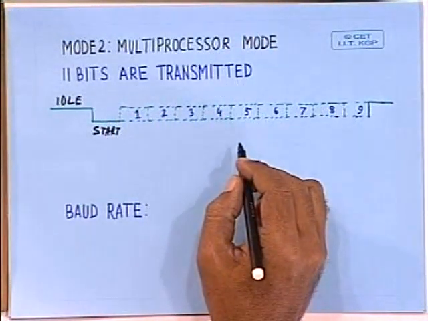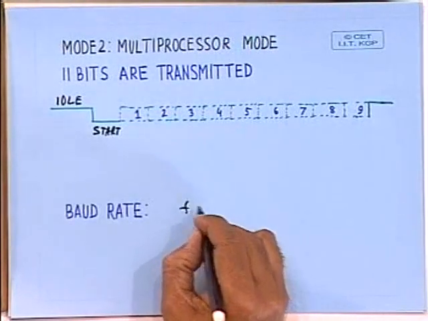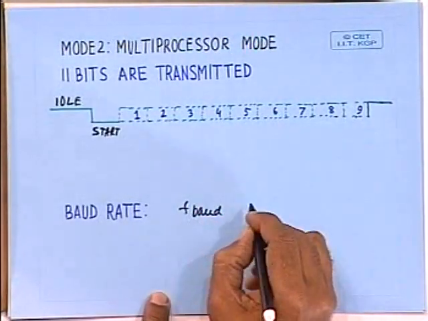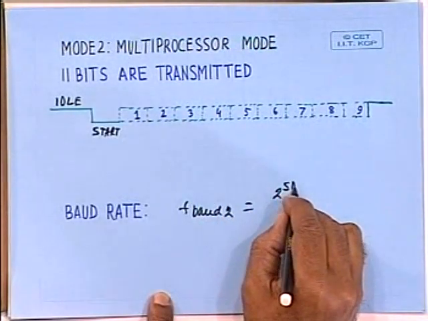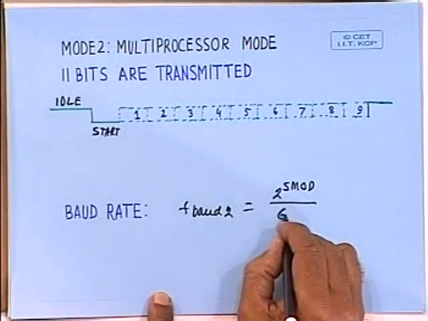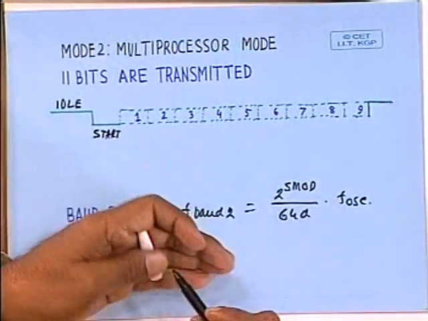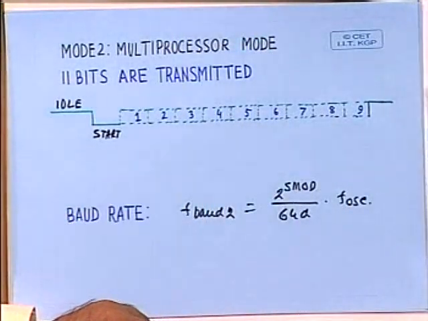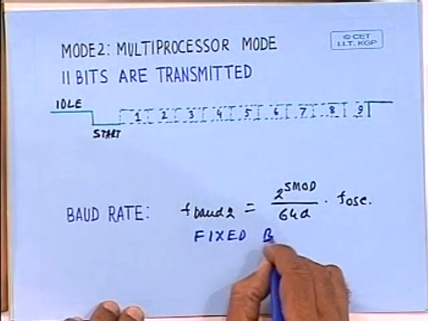Now let us see what the baud rate will be in this particular case. In mode 2, the baud rate will be F baud mode 2 equals 2 to the power SMOD, that particular bit of the PCON register, divided by 64, into F OSC. So in this case, as you can see here, the baud rate is fixed. It is not variable.